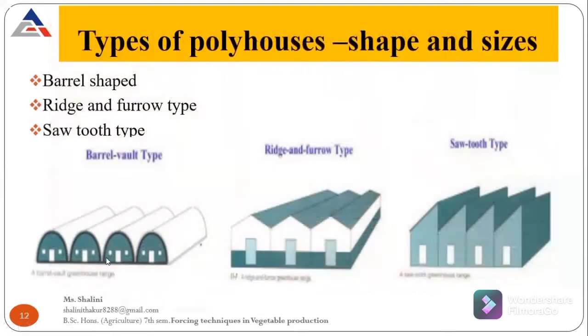And it is in a connected form. Then the ridge furrow type, where you see this is the ridge and this is the furrow. So this is the ridge furrow type polyhouse, and this is the sawtooth type of polyhouse in which there is an angle.